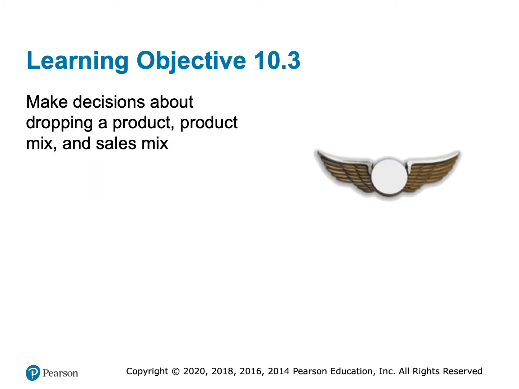So the next scenario we're going to look at is whether to drop a product. We're not going to look at product mix or sales mix transactions, so you could ignore those as you're going through your book. We're just going to be looking at dropping a product and deciding when we want to drop a product or a segment.